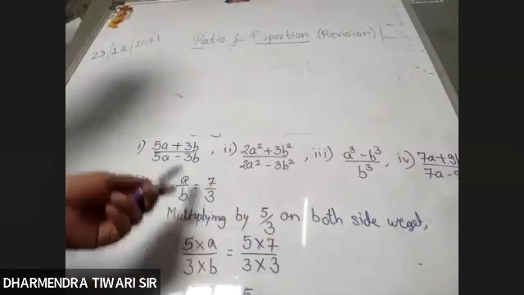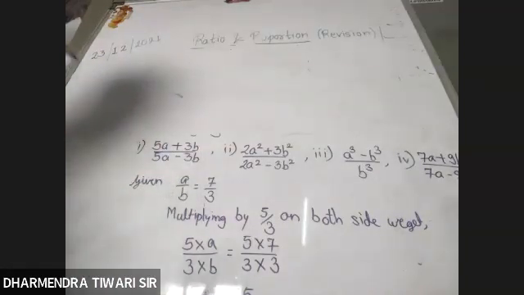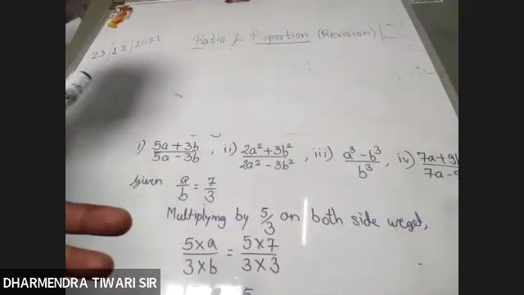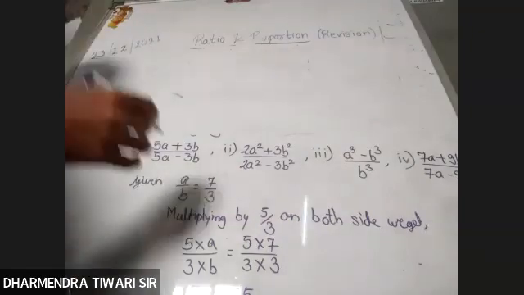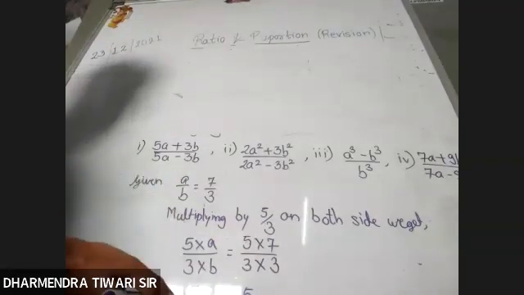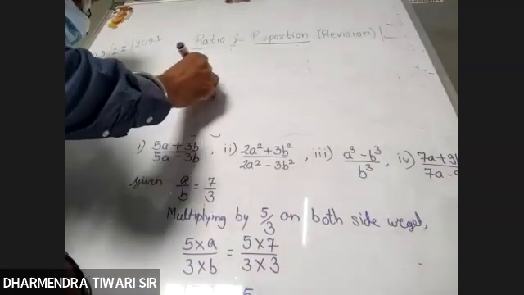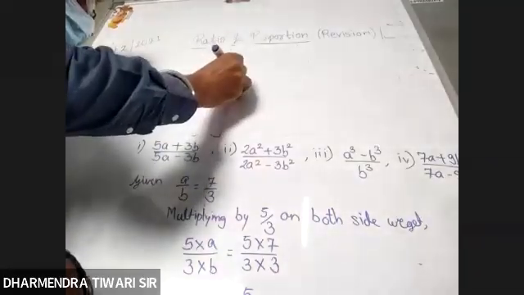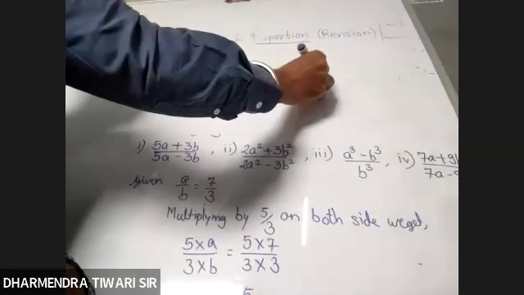So now our demand says 5a plus 3b and 5a minus 3b. Who will give me this? Try to recollect. We have done a property called componendo and dividendo. So by componendo and dividendo, because componendo will give me 5a plus 3b and dividendo will give me 5a minus 3b, as we have seen.